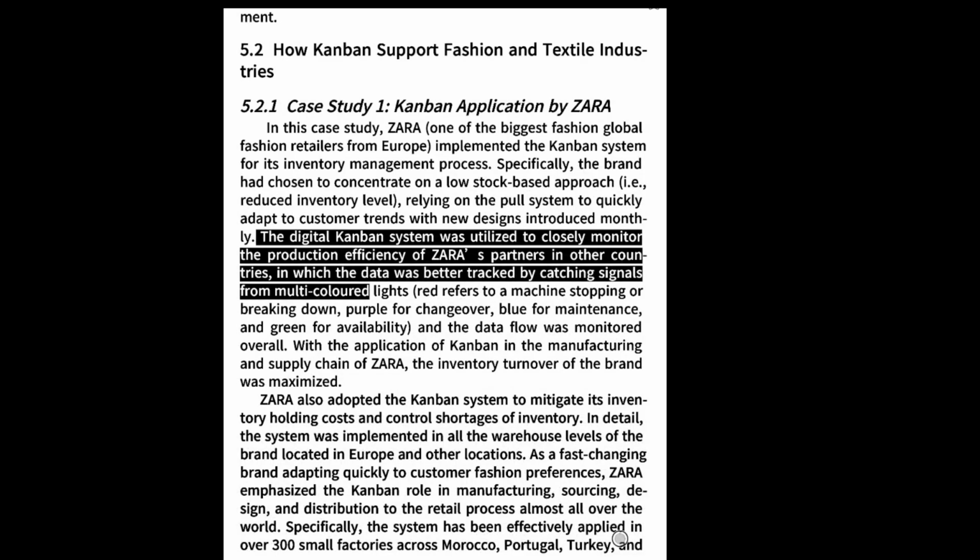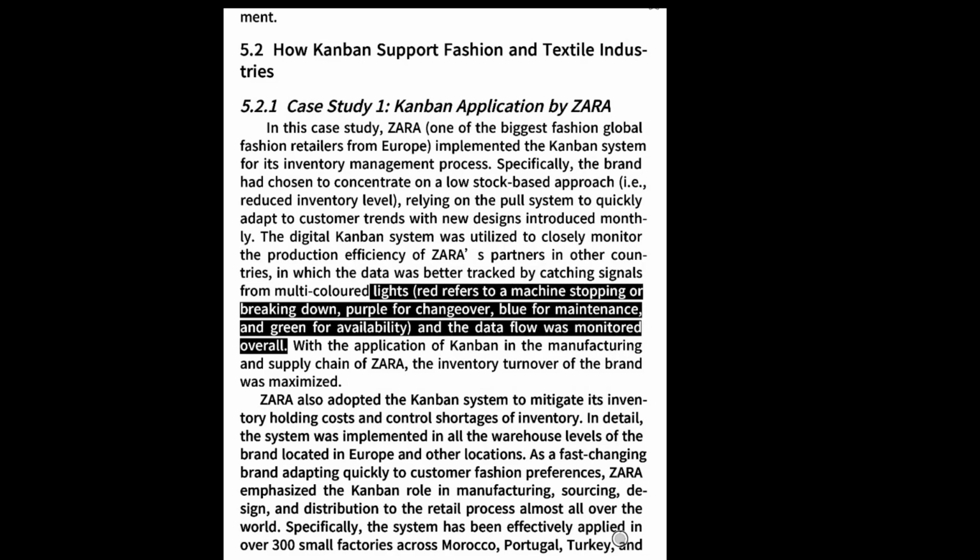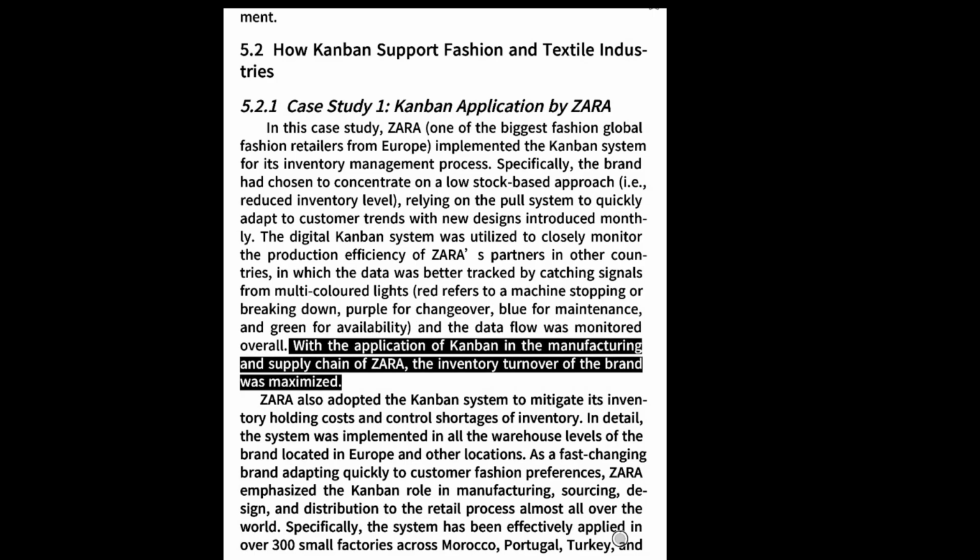The digital Kanban system was utilized to closely monitor the production efficiency of Zara's partners in other countries, in which the data was better tracked by catching signals from multicolored lights. Red refers to a machine stopping or breaking down, purple for changeover, blue for maintenance, and green for availability, and the data flow was monitored overall. With the application of Kanban in the manufacturing and supply chain of Zara, the inventory turnover of the brand was maximized.